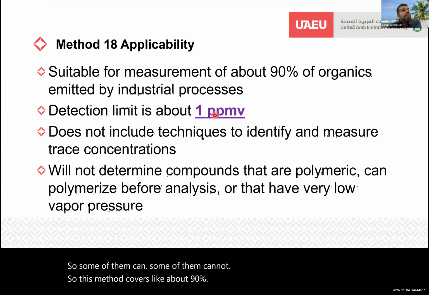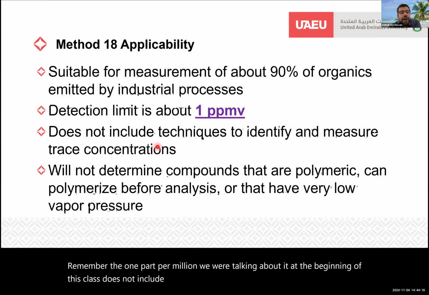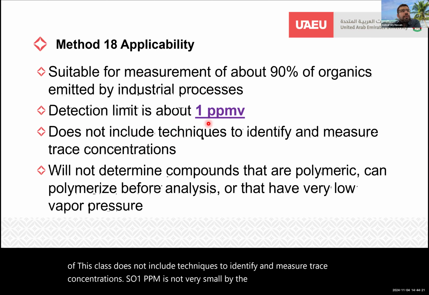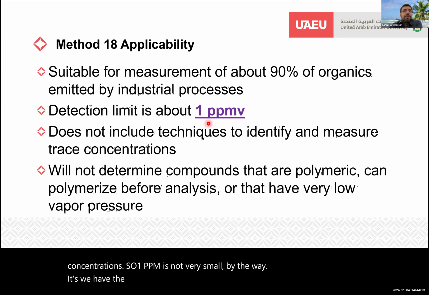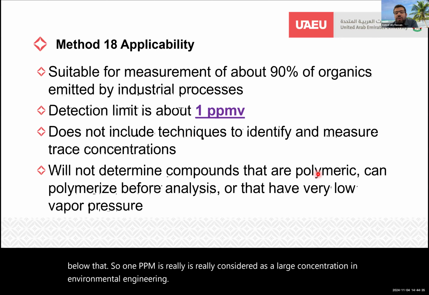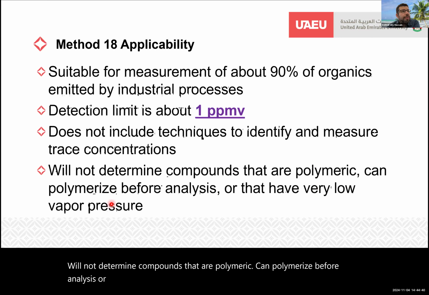Detection limit is about 1 part per million. Remember the 1 part per million, we were talking about it at the beginning of this class. It does not include techniques to identify and measure trace concentrations. So 1 ppm is not very small, by the way. We have the ppb, the ppt. We still have a whole range of concentrations below that. So 1 ppm is really considered a large concentration in environmental engineering. It will not determine compounds that are polymeric, can polymerize before analysis, or that have very low vapor pressure.